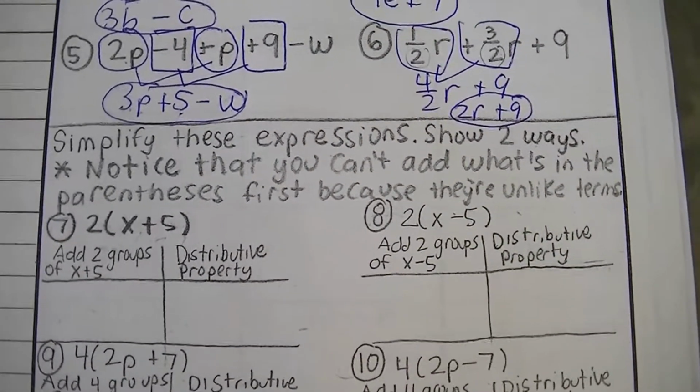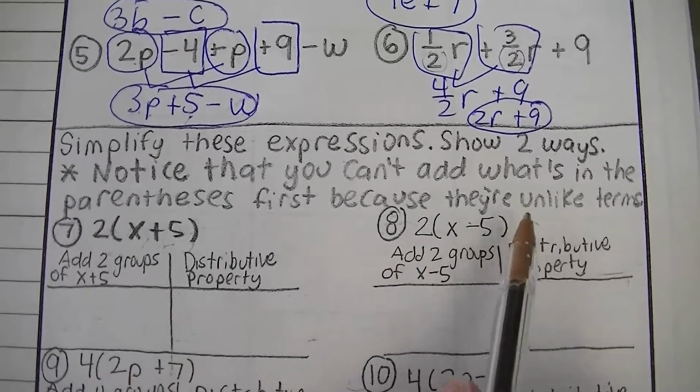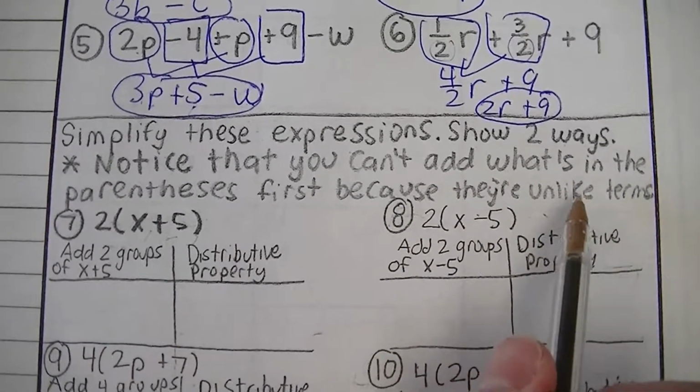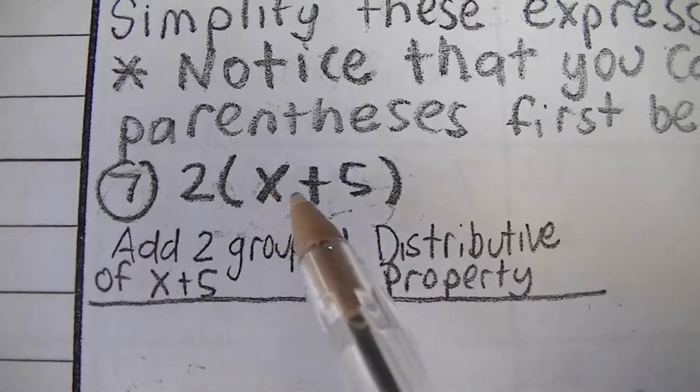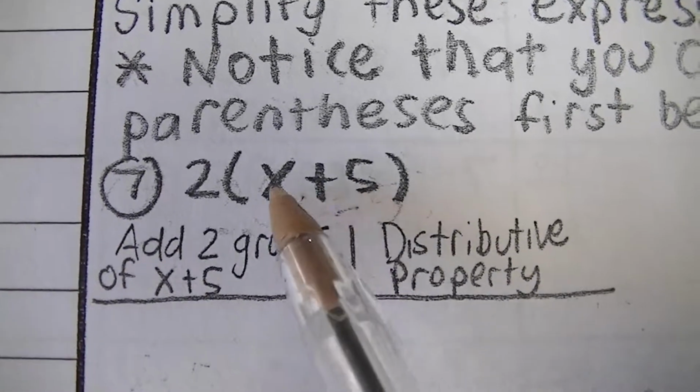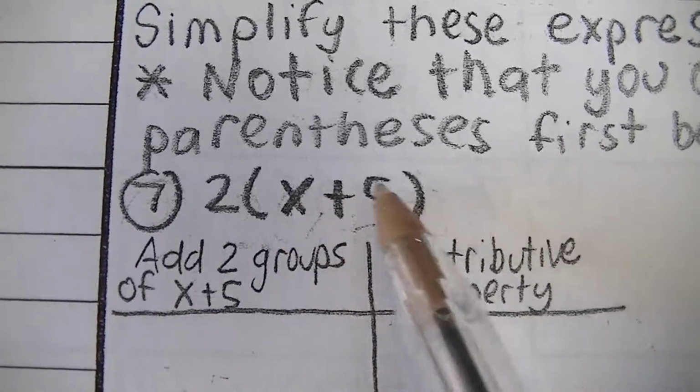Okay, simplify these expressions, show 2 ways. Notice that you can't add what's in the parentheses first because they're unlike terms. So right here, you know how order of operations is like, hey, do parentheses or grouping symbols first, but you can't because you can't go x plus 5. Those are not like terms.